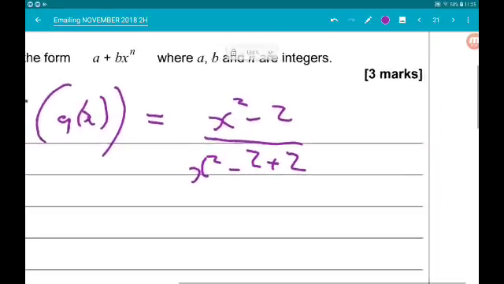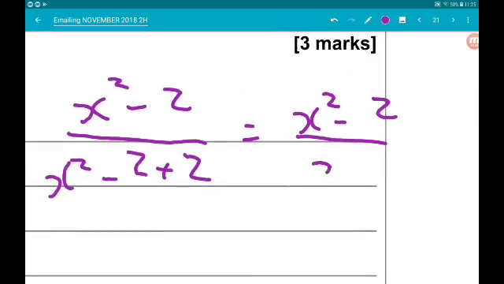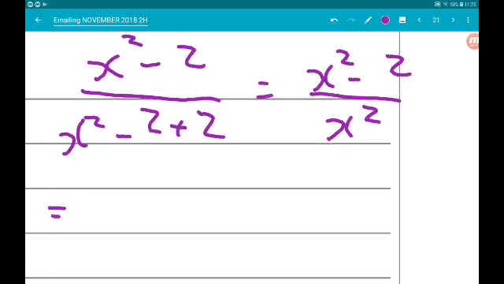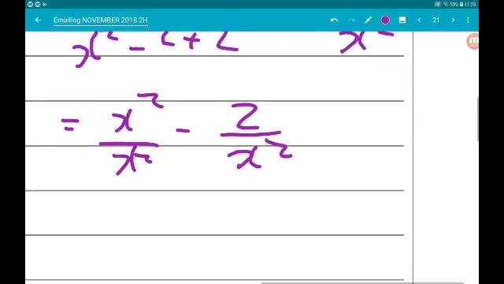Okay, so x squared minus 2, now on the bottom, minus 2 add 2 cancels out. So on the bottom, we've just got x squared. Now, we can split this fraction into x squared over x squared minus 2 over x squared. X squared over x squared is 1. There we go, minus 2.